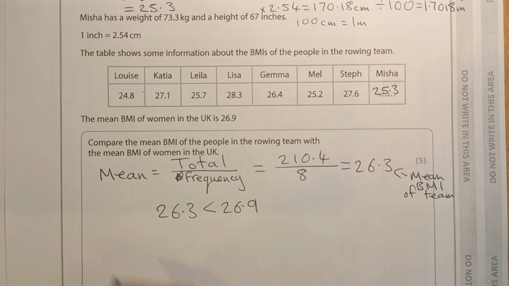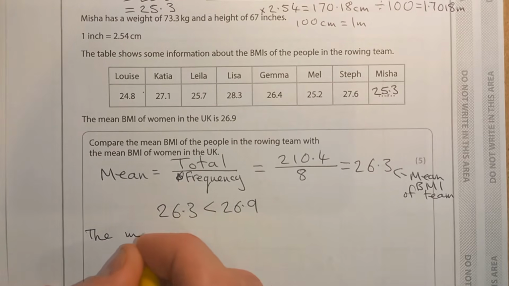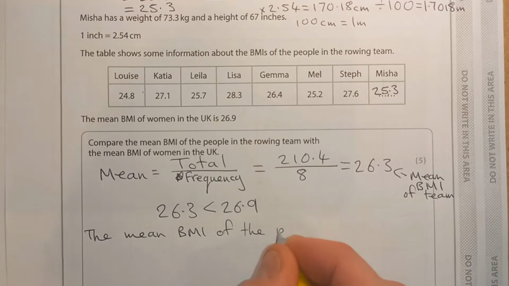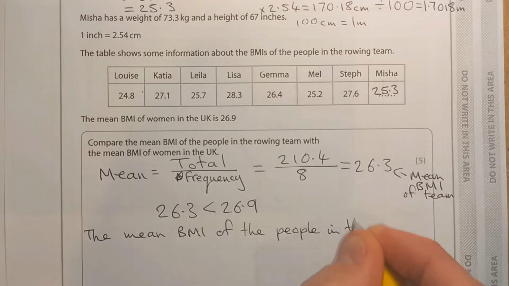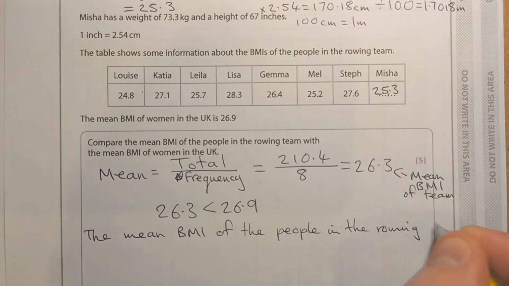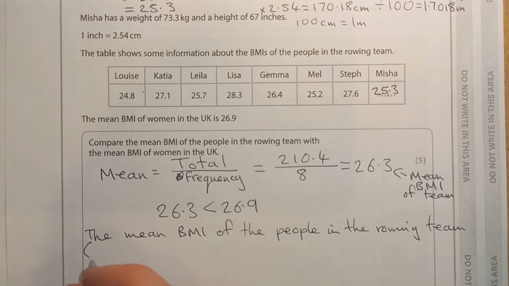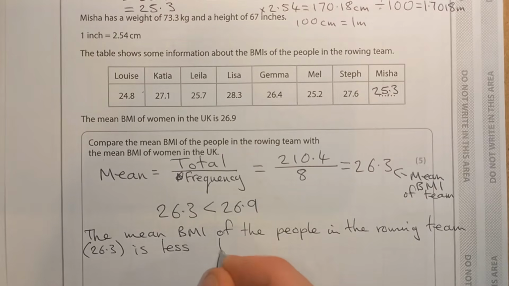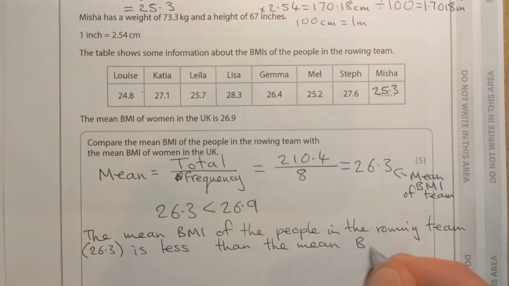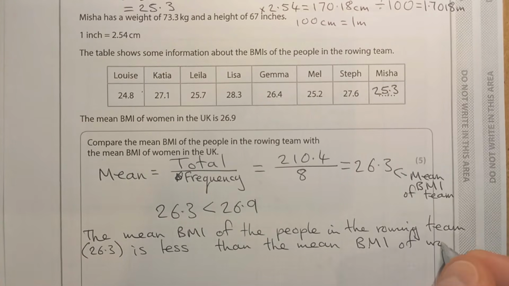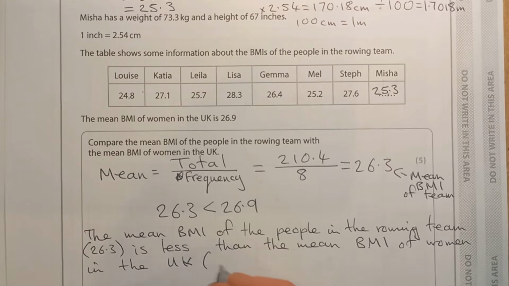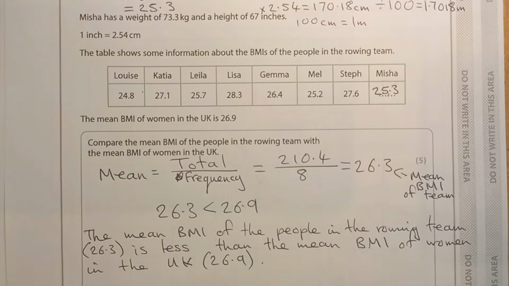Or if we want to do it in words, we can say mean BMI of the people in the rowing team, and I'll put in brackets 26.3, is less than the mean BMI of women in the UK, which is 26.9. Okay.